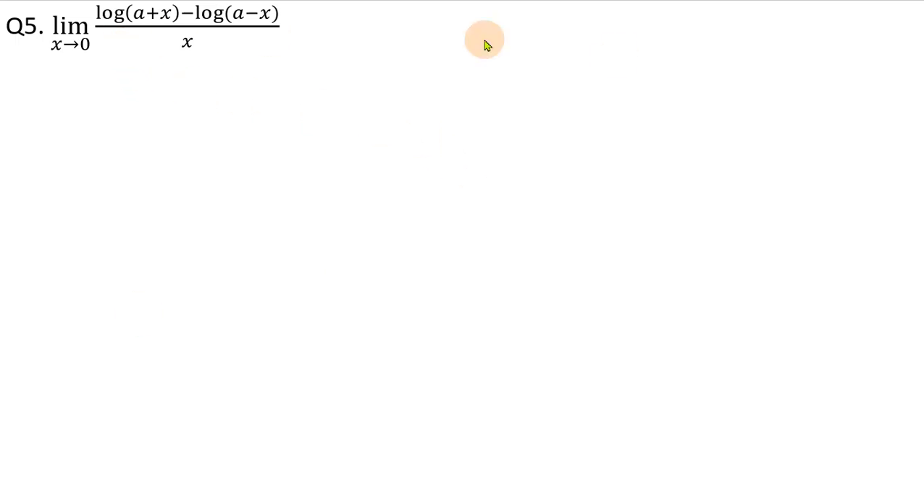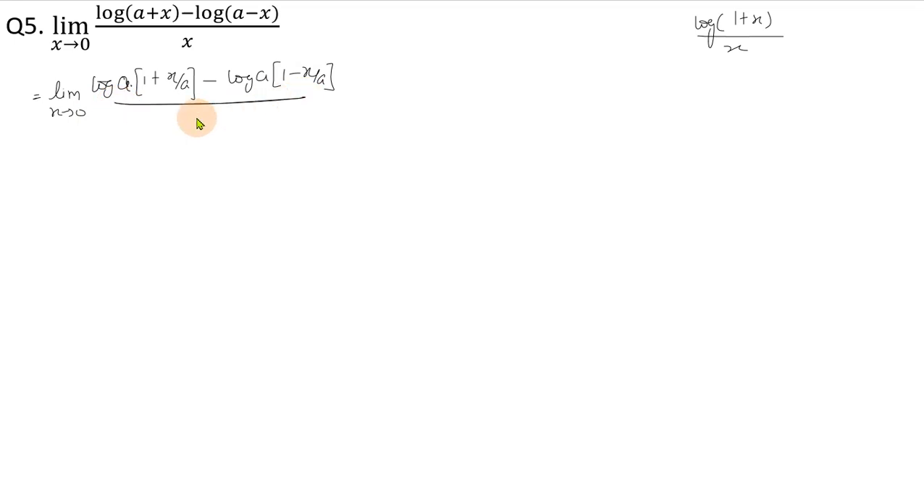Since there is a log, we are going to apply the formula log of 1 plus x upon x. You should remember it is 1 plus x, but we have a here, so to make it log of 1 plus x we take out a common from these two factors, writing it as log of, taking a as common, a into 1 plus x upon a, and the same in the second term, log of a into 1 minus x upon a, whole divided by x.